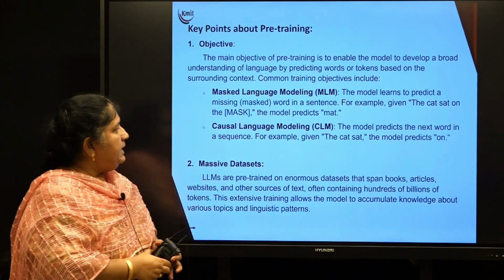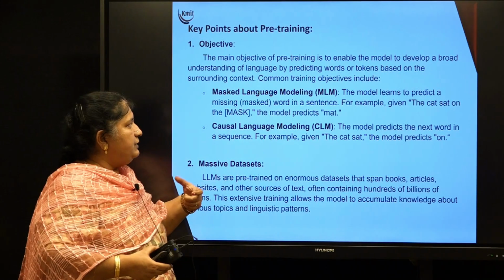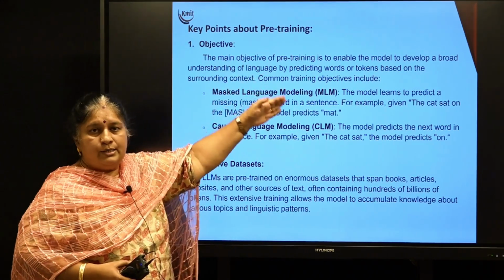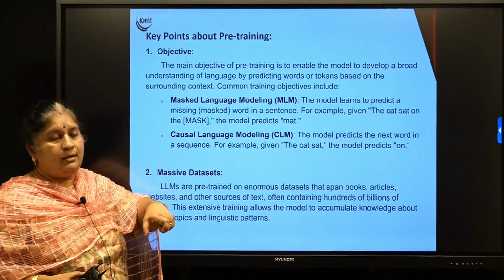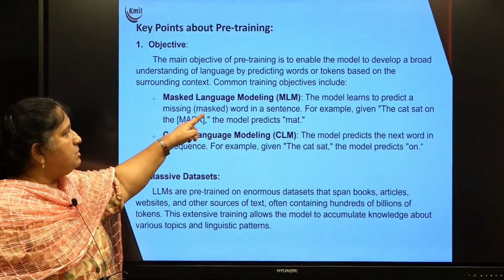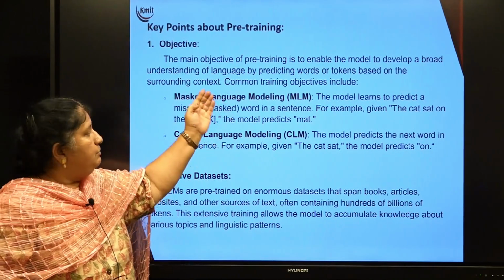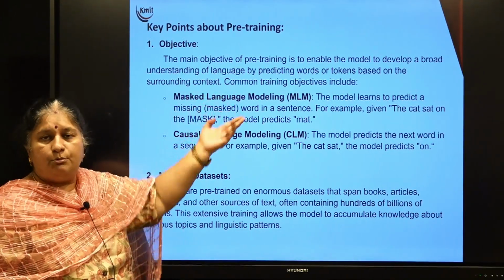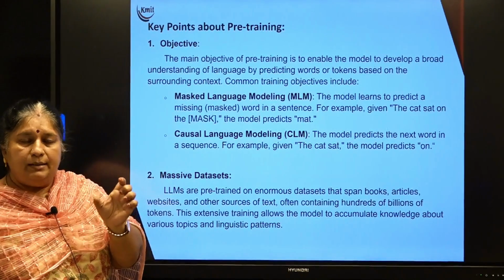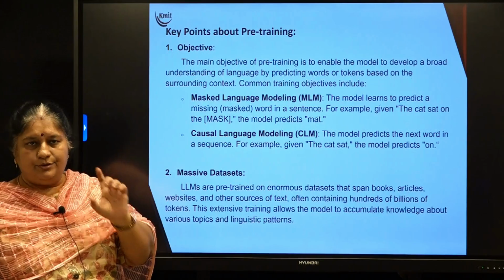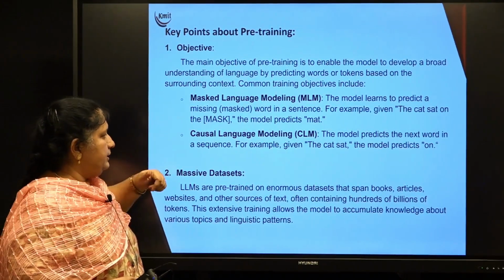So, you are making sure the large language model is able to understand the words or tokens of the language in such a way that it is trying to understand the context and it is trying to work with masked language modeling. So, even if I miss a particular word, it is able to fill that one depending on the context, right. This is the first objective.